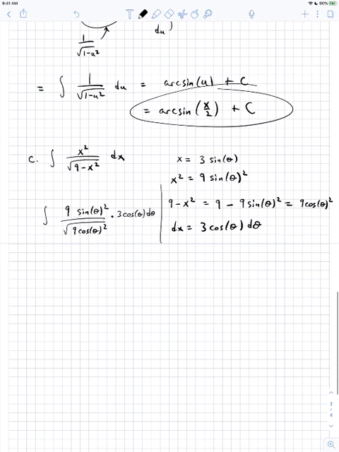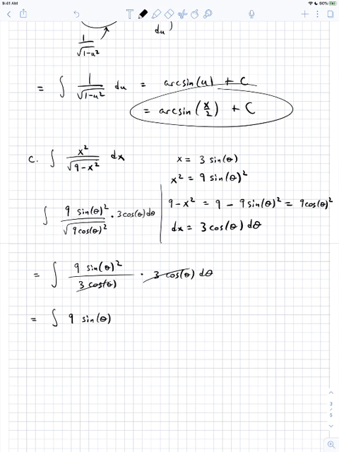All right, so let's simplify it. We have the integral of 9 sine theta squared divided by the square root of a perfect square. That's going to be 3 cosine theta, times 3 cosine theta d theta. The 3 cosine thetas cancel, and you're just left with the integral of 9 times sine of theta squared d theta.